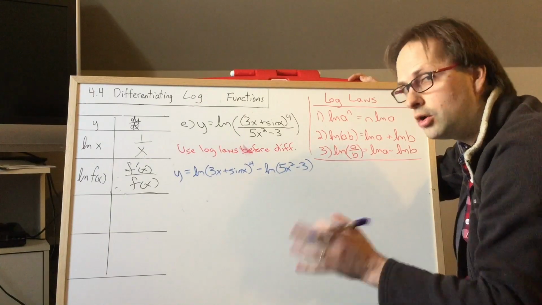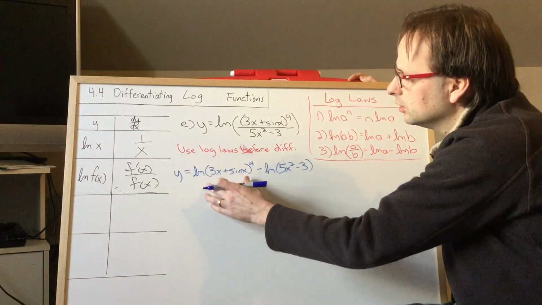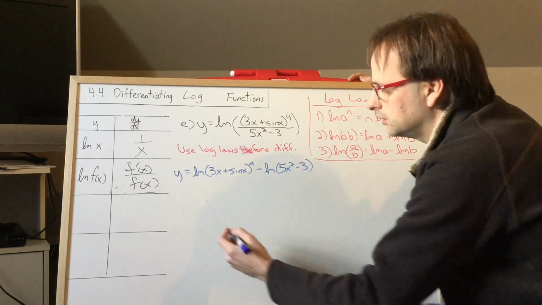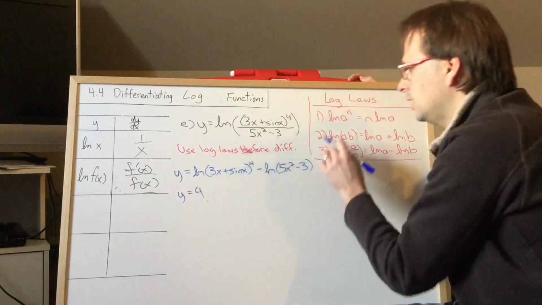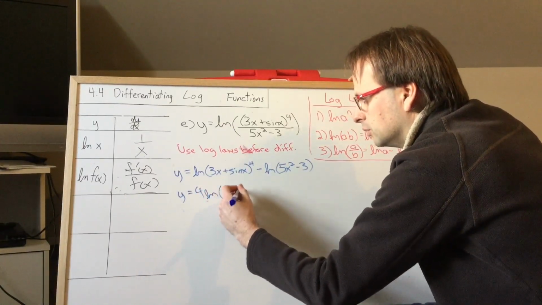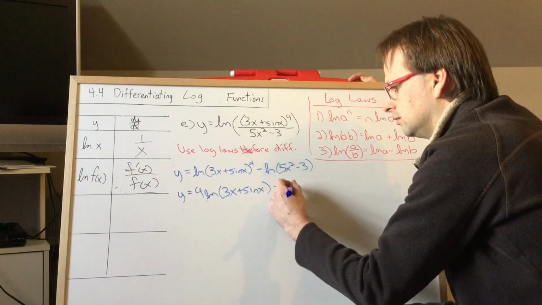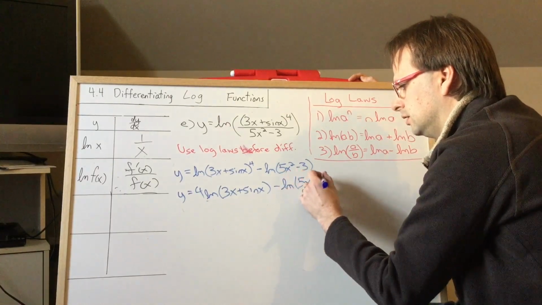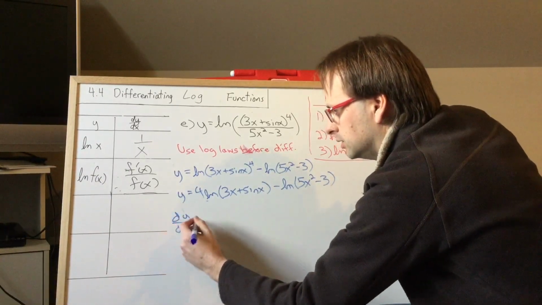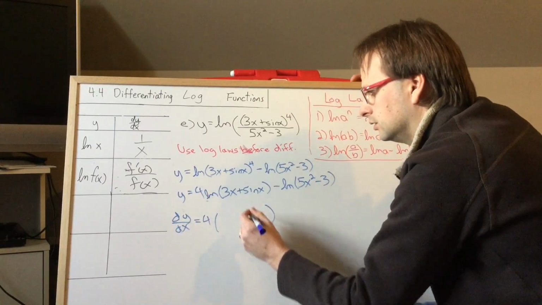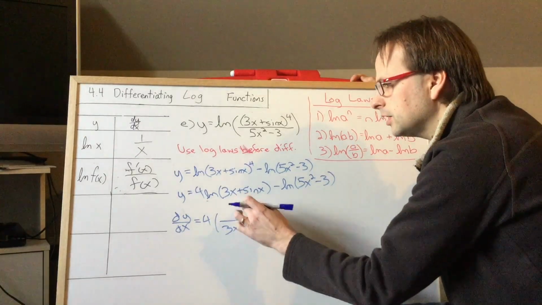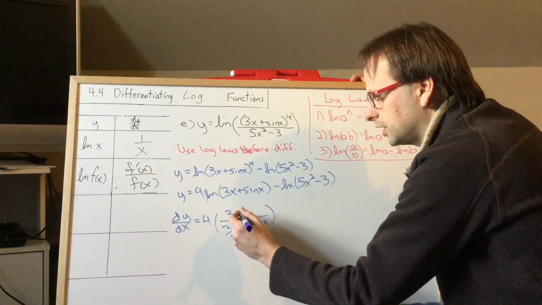But what would be better is to use all the log laws we possibly can before differentiating. Because here, if the original is 3x plus sine x all to the 4, finding its derivative is going to be a pain because it's going to have its own chain. So let's pull this 4 down, and that is a log law. That is not a differentiation pulling the 4 down. So 4 ln of 3x plus sine x minus the ln of 5x squared minus 3. Now we're ready to differentiate. dy by dx. 4 is a coefficient, it's going to stay. And original on the bottom, so that's 3x plus sine x. Derivative on the top, the derivative of 3x is 3. The derivative of sine x is cos x.